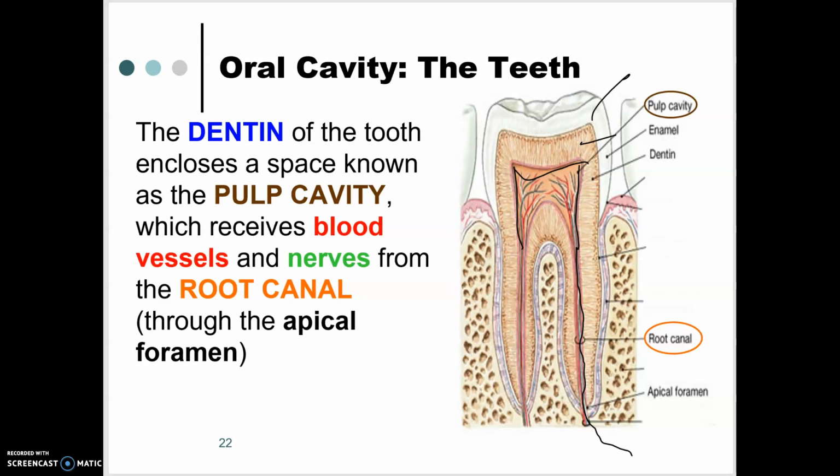And then the hole at the bottom of the tooth down here where those blood vessels and nerves escape, it's called the apical foramen. Oftentimes, if you see the word foramen, it means a hole in a bone. So an apical foramen in a tooth is the hole in the bottom of the root.